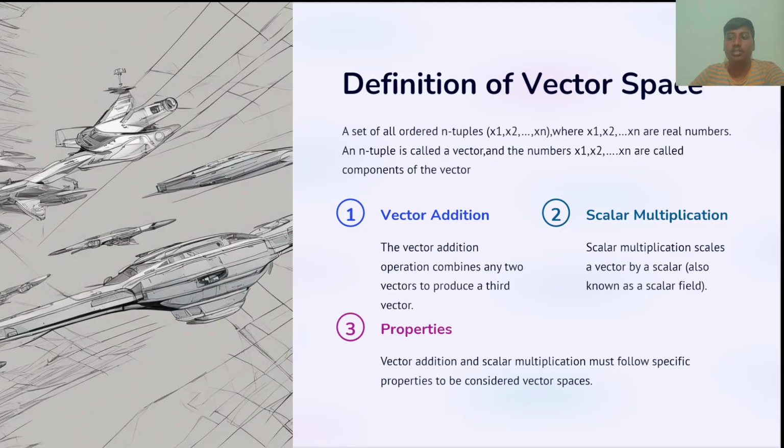Scalar multiplication. Scalar multiplication scales a vector by a scalar, also known as a scalar field. Properties. Vector addition and scalar multiplication must follow specific properties to be considered vector spaces.